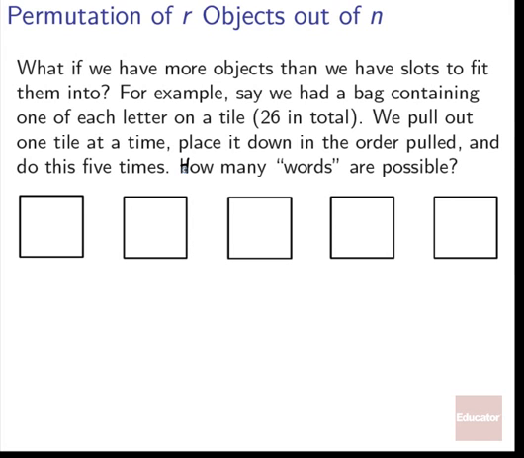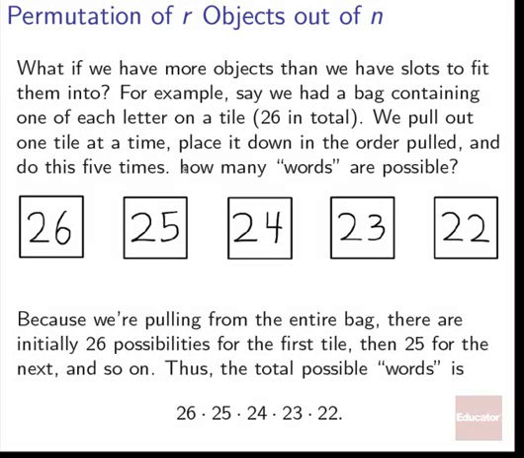So we do this with the exact same logic we did previously. How many choices do we have for the first one? Well, we have 26 choices for the first one because we are pulling from a bag of 26 letters. For the next one, there are 25 because we just used one of the letters already, so that's reduced our number of choices. We have 24 for the one following that. We've used one. We have 23 for the one following that. We've used one. We have 22 for that one.